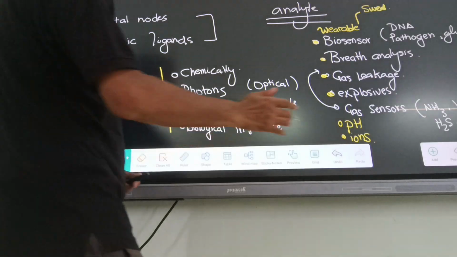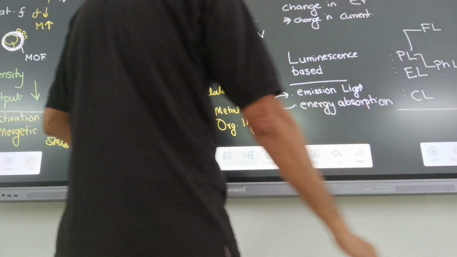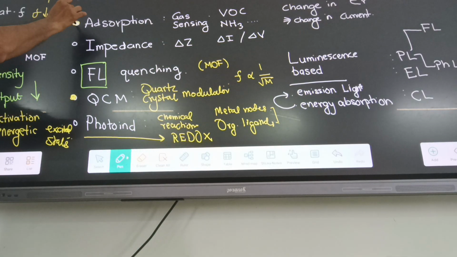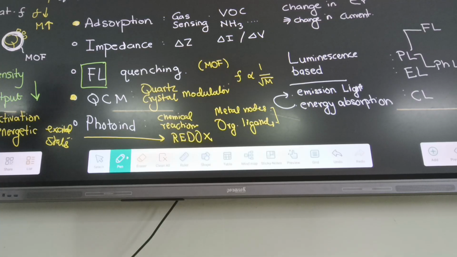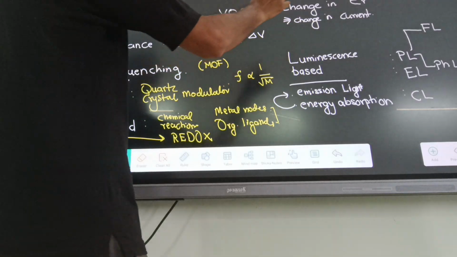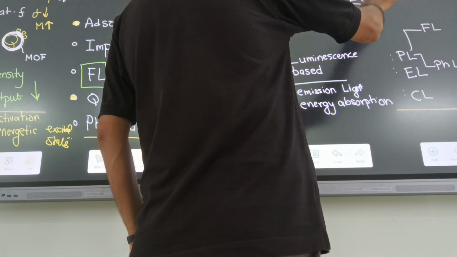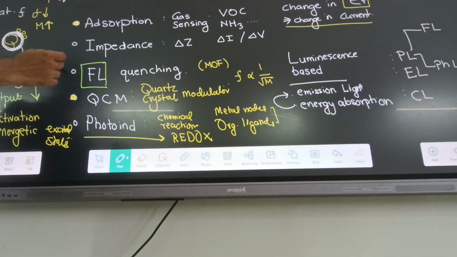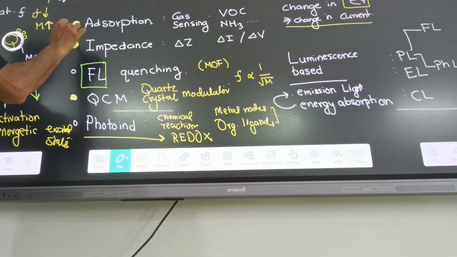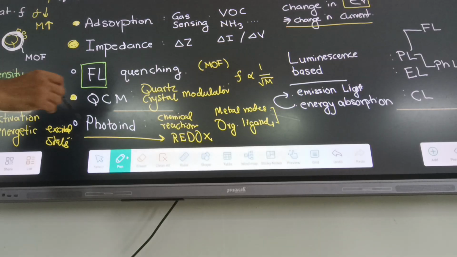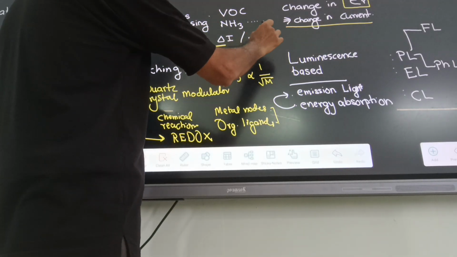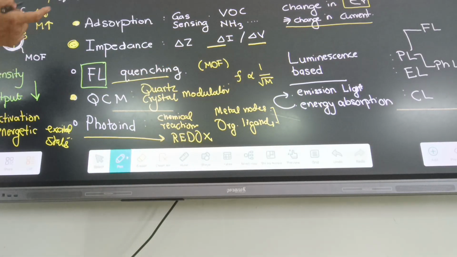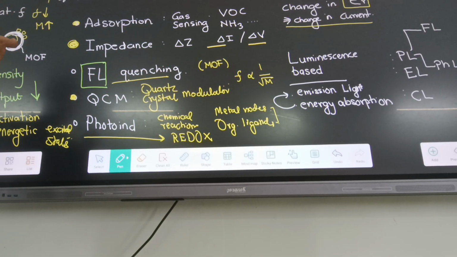तो what is the mechanism by which they do it? You can do it by the following 5 mechanisms. First of all, absorption. When a gas is absorbed, there is a change in the dielectric constant. And when the dielectric constant changes, there is a change in the output. Second, there is a change in impedance taking place. Either there is a change in current or voltage. There is a fluorescence quenching. This is fluorescence quenching.